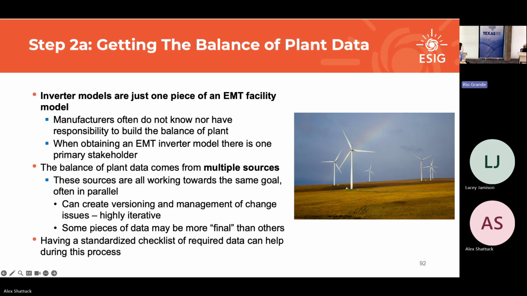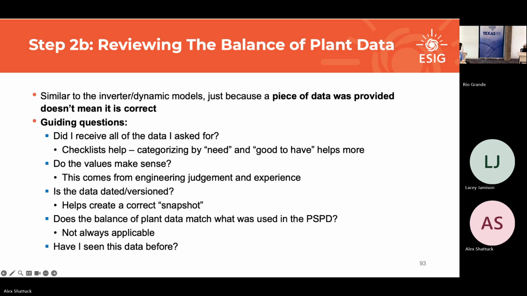And it's really easy to forget when you're in the process of sending data back and forth, but I forgot to ask something because I'm just in and out of data and data review. So, reviewing the balance of plant data is a little bit artful and comes with engineering judgment, but for those of you who are taking this information or turning it into a model, or have received something from someone who's built this model, here are just some guiding questions.